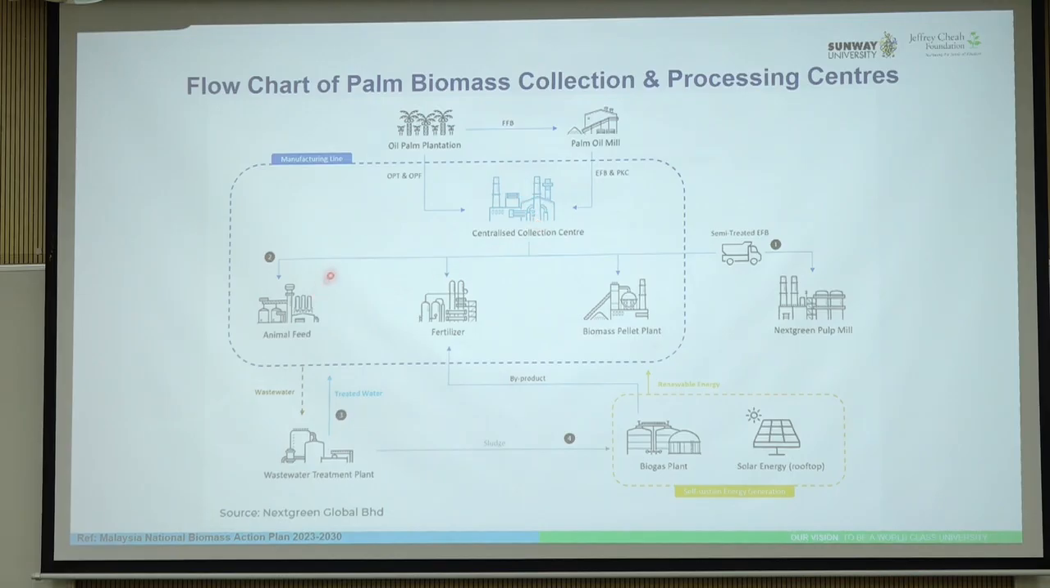Then it can be distributed through different processes. It can be used as biofertilizer, sent to the biofertilizer plant after processing. Then it can be sent to the biomass pellet plant. Biomass pellet plant means what? After processing the biomass, it can be used as solid fuel, sent to the pellet plant to generate some electricity. Then the semi-treated material you can send to the next-gen palm meal to produce paper.